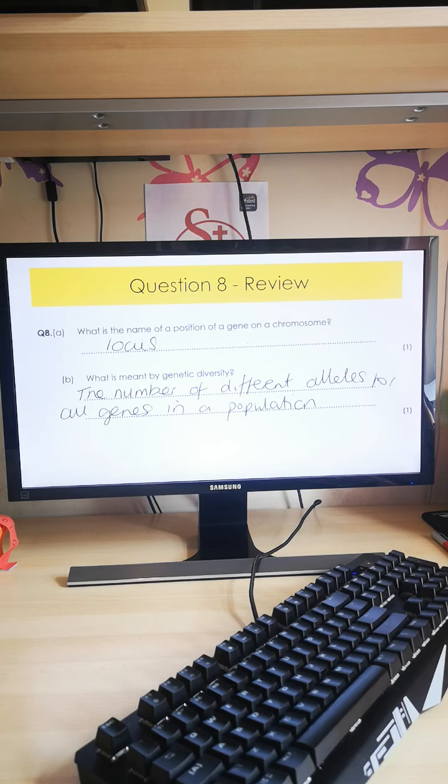Okay, right, so question 8A. What is the name of a position of a gene on a chromosome? So you should have locus or loci to get your mark point there. What is meant for B by genetic diversity? So the number of different alleles for all genes in a population is what you should have down.